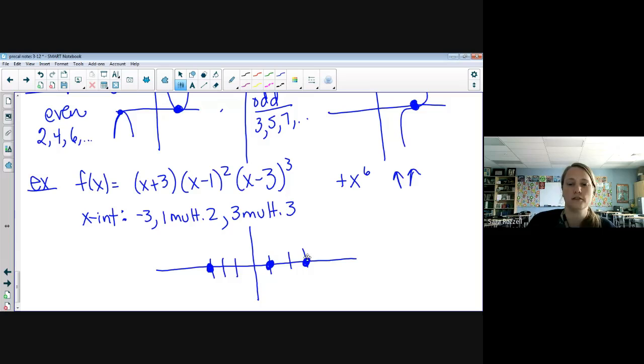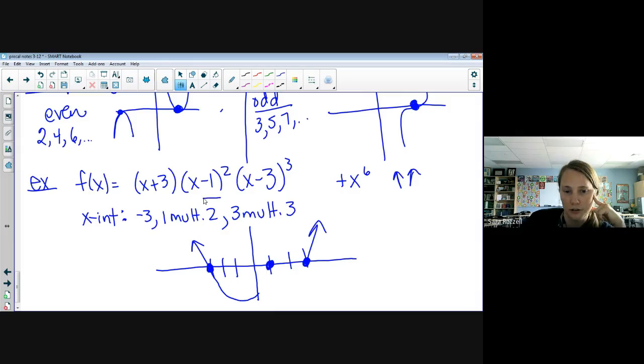Fill in your zeros, arrows up. Is there anything crazy at negative 3? Any multiplicity? No, so we just go straight through negative 3. Okay, coming back up. Anything going on at 1? 1 has multiplicity 2. So do I get to go through the x-axis or do I have to turn around? I have to turn around because it's got multiplicity 2.